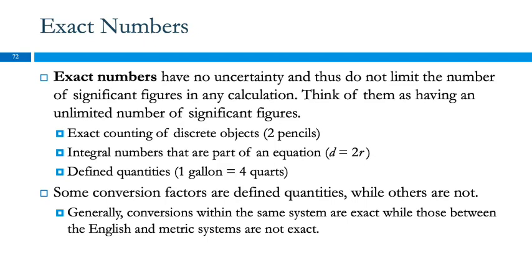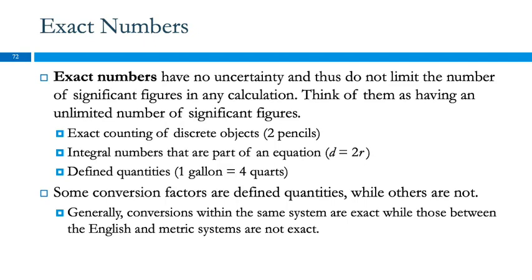Then we also have defined quantities, and these are often conversion factors between units. So 1 gallon equals 4 quarts. In the English system, it's defined that way. If you measure a gallon of stuff, there's going to be some uncertainty. But if you're looking at the relationship, a gallon is exactly the same as 4 quarts. So those are examples of exact numbers. Some conversion factors are defined quantities. They're exact. Others are not.